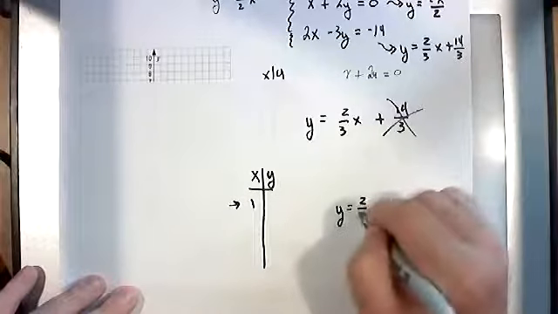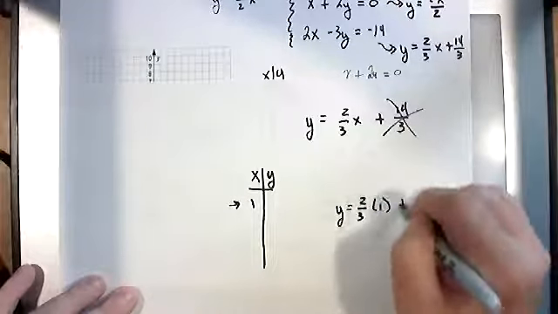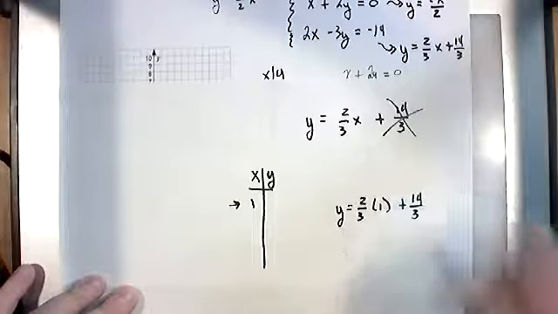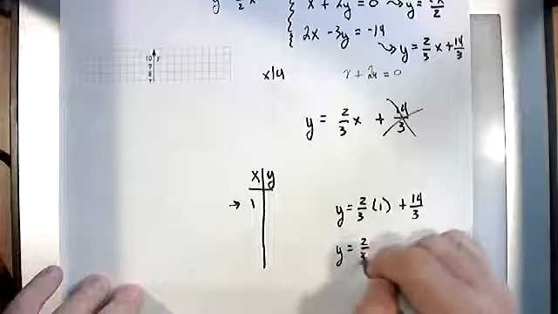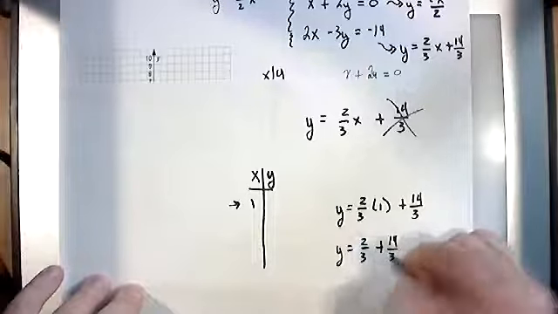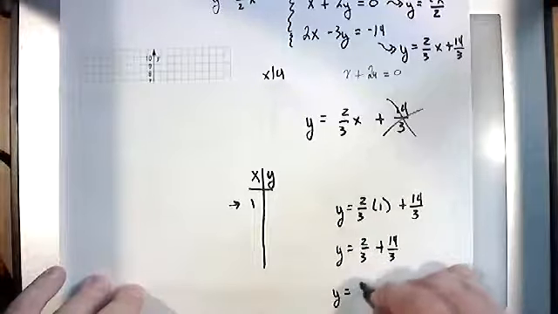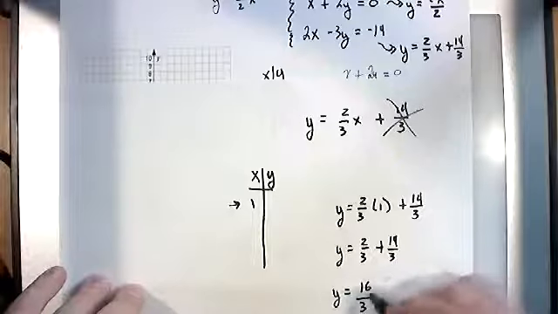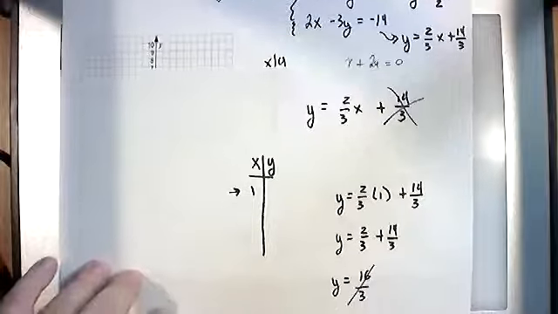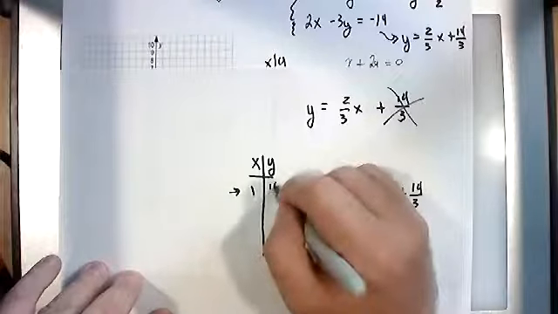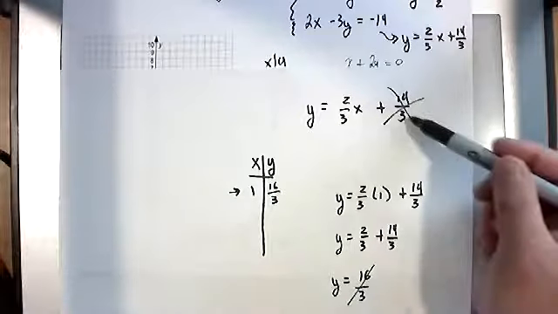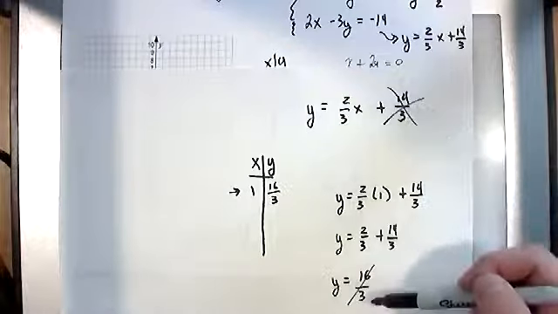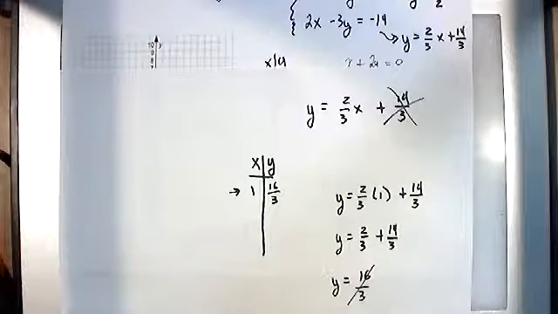Let's pick 1, plug it in and see what happens. Y equals 2/3 times 1 plus 14 over 3. You will have to remember how fractions work here. So y equals 2/3 plus 14 over 3. Luckily, same common denominator there. That gives us 16 over 3, which is just junk. Because again, we're trying to find a clean point. I already had 14 over 3. 16 over 3 doesn't help me any more than 14 over 3 did.